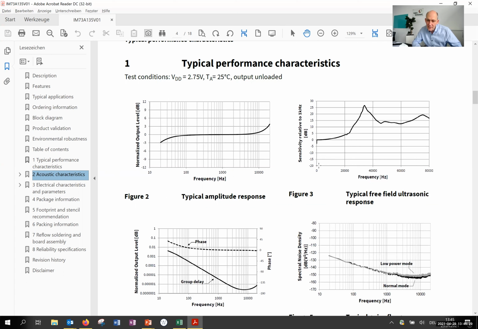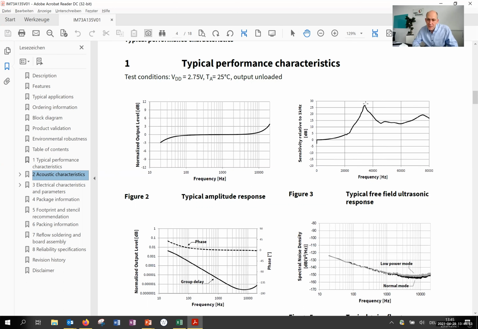And then they extend the measurement up into the ultrasonic range. There's 20 kilohertz, there's 40 kilohertz, and in between 20 and 40 kilohertz, it is developing this resonance. And this resonance is exactly the Helmholtz resonance of the package. Since the hole is smaller and the volume is also smaller, the frequency is shifted to higher frequencies.